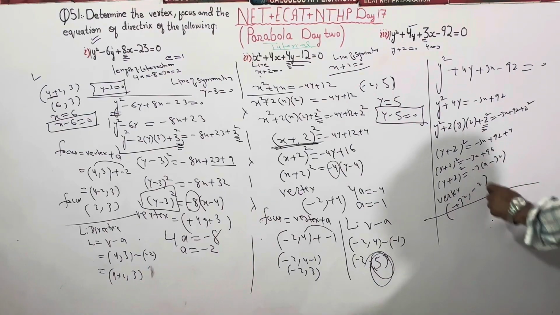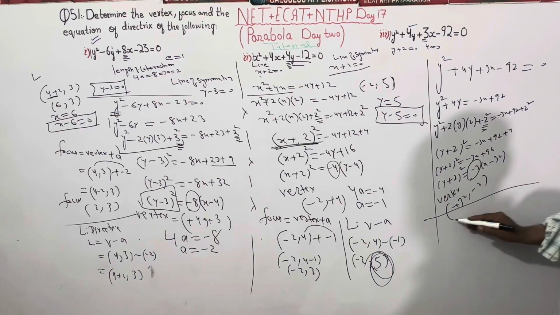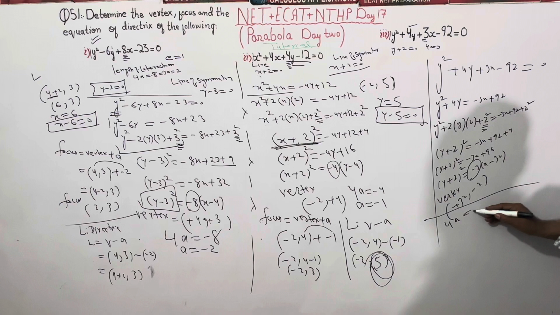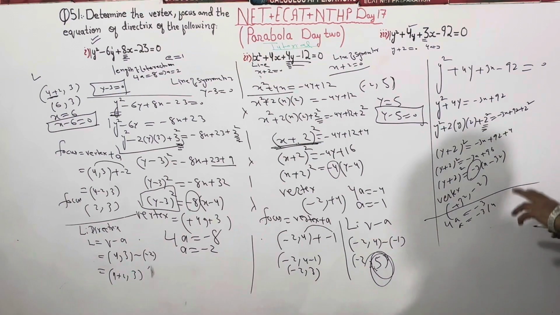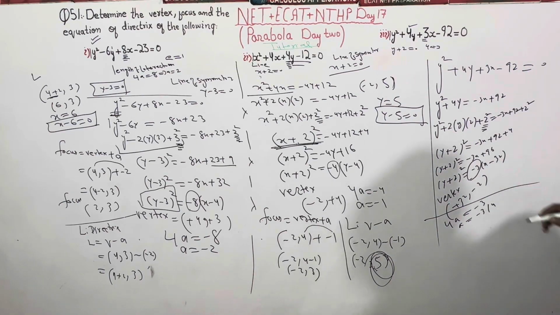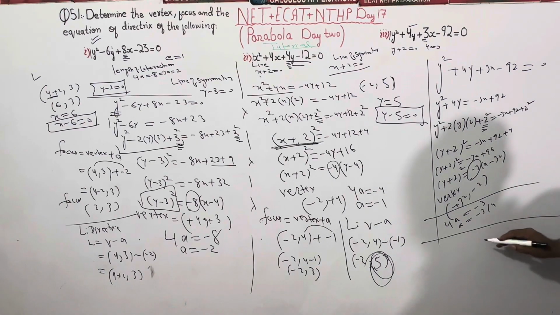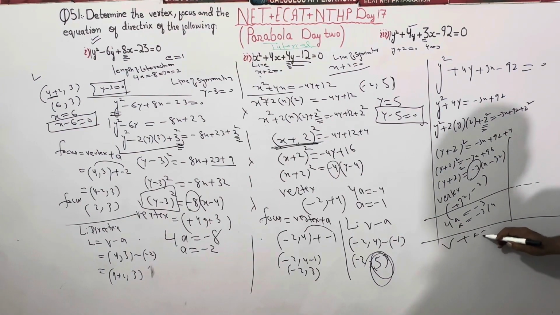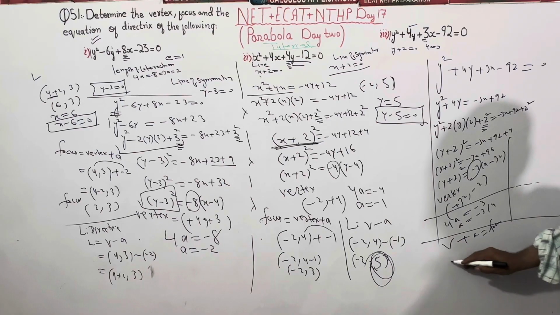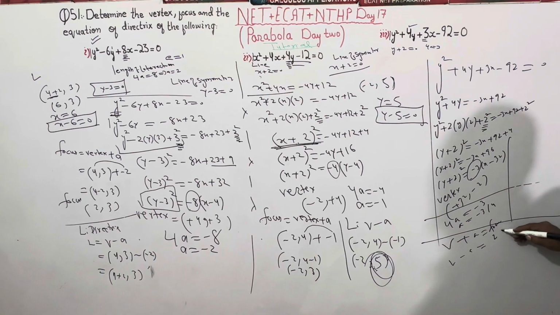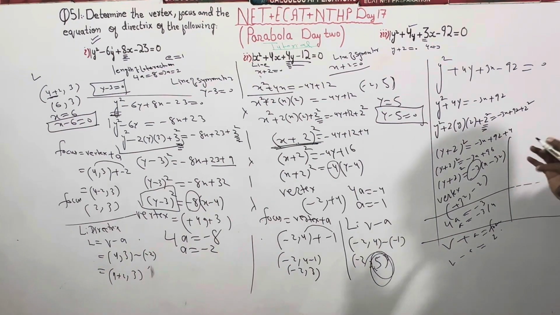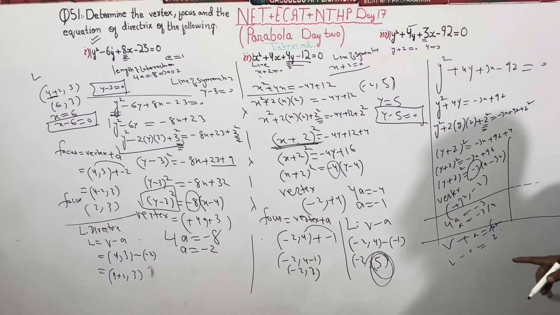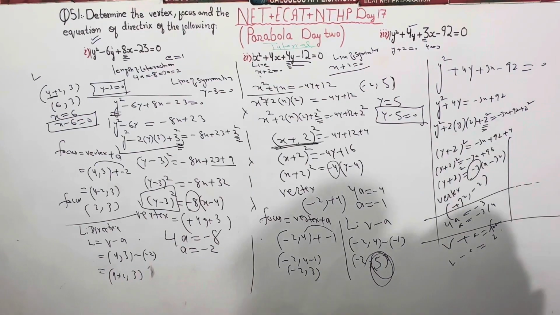What about a? How to find a? Compare: 4a is equal to minus 3. So a is equal to minus 3 upon 4 in that case. How to find focus and directrix? I have already told you. Vertex plus a is equal to focus, and vertex minus a is equal to directrix. I leave this as your exercise work. Please think over it and do it yourself.